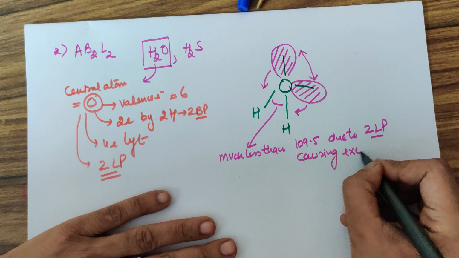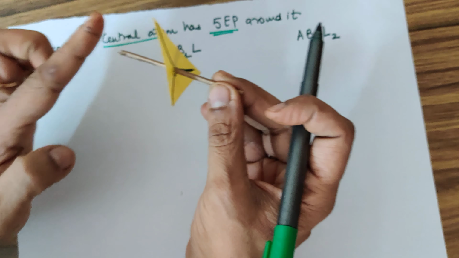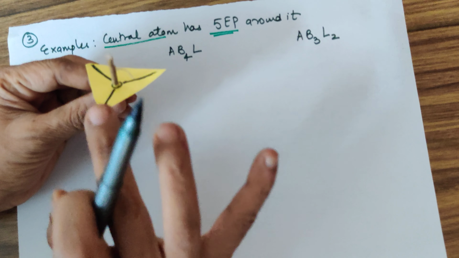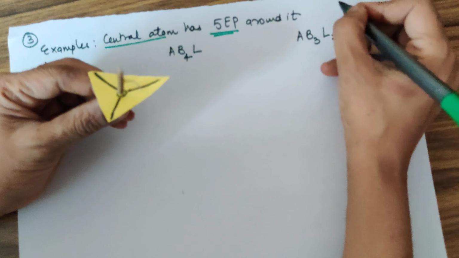Take sulfur as the central atom. Now we have the central atom having 5 electron pairs around it. If the central atom has 5 electron pairs around it, we already know the geometry would be trigonal bipyramidal. In this particular geometry, there are two different types of angles. These angles in the plane are 120, while the angle on top is 90 with these three, and the angle at the bottom is also 90. So this is the first geometry where you have two types of bond angles, 120 and 90.